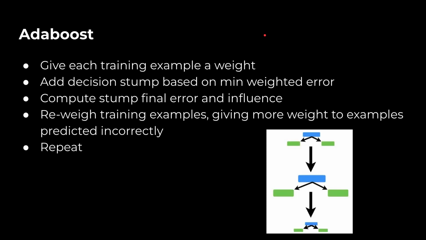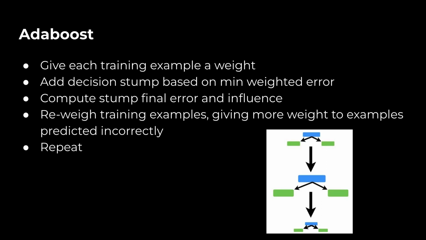So let's jump right into Adaboost. Here is an overview of the steps, and we'll get into the details of each of these further. For now, we start off by giving each training example a weight, and this weight will basically tell us how much we want to emphasize classifying this example properly in the next tree that's going to be created.